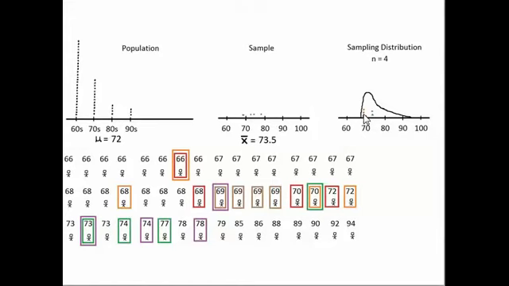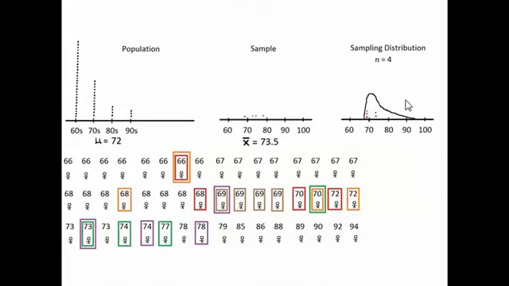Out of the 5 samples that we've looked at already, the purple sample and the green sample are the most representative because their sample mean of 73.5 is pretty close to the population mean of 72. These other 3 samples are less representative of the population because their sample mean of 69 is further away from the population mean of 72. As a researcher, I have to hope that I get one of the more representative samples with a sample mean that's close to the population mean, and I have to hope that I don't get one of the more extreme samples with a sample mean that's further away from the population mean.